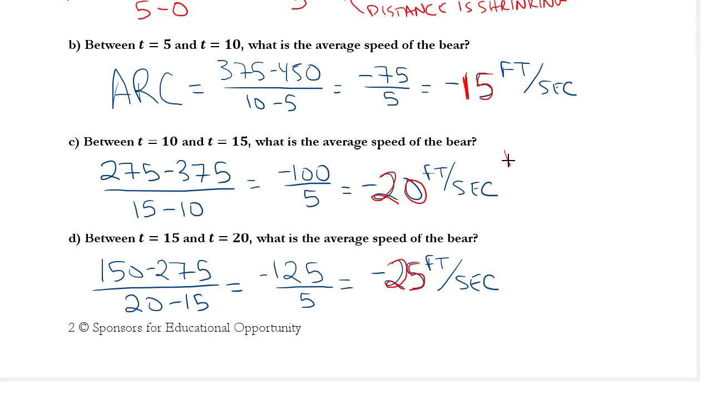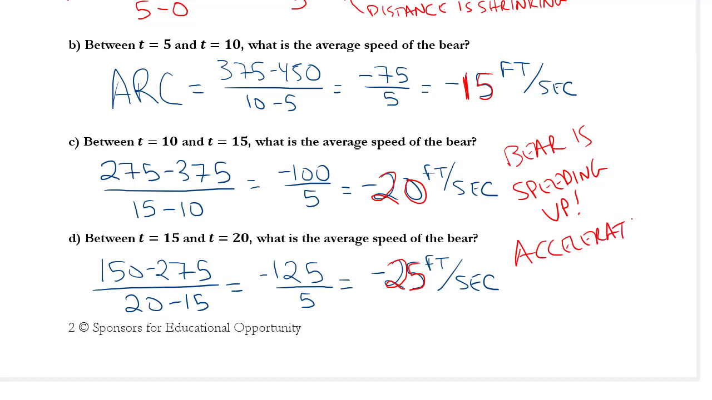So we can interpret this as the bear is speeding up, which is not good news for us, and is an example of when a rate is changing, in this case when a speed is changing. So this is when we say the bear is speeding up. In physics we call this acceleration. This is exactly the definition of acceleration. It's change in velocity over change in time, just the same way velocity is change in distance over change in time. So acceleration sort of takes it up another level. So this is an example of the bear accelerating towards us.